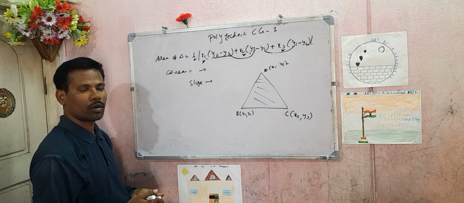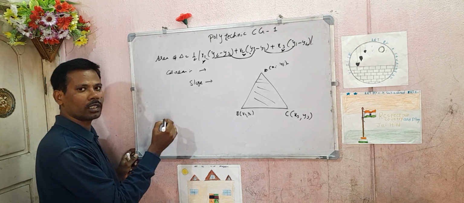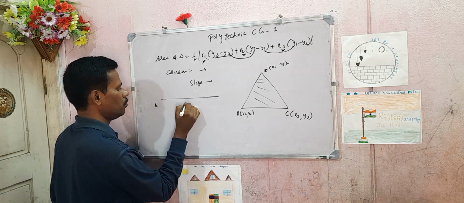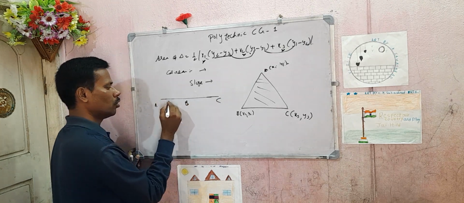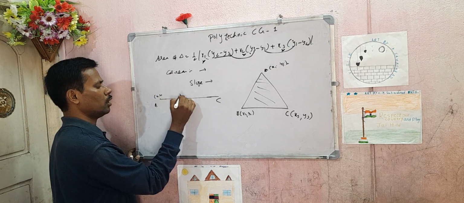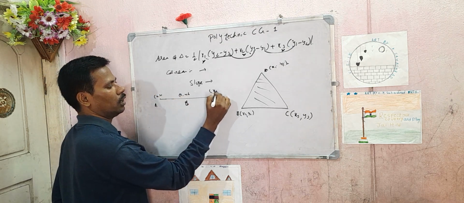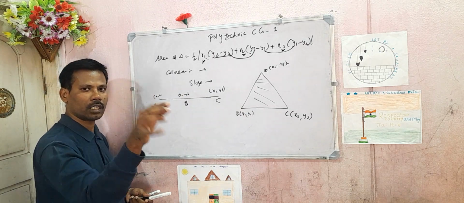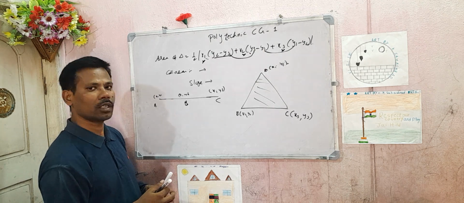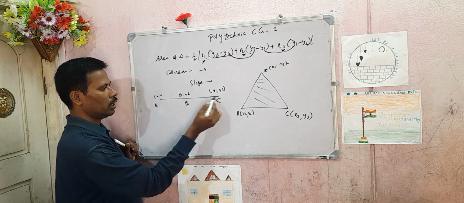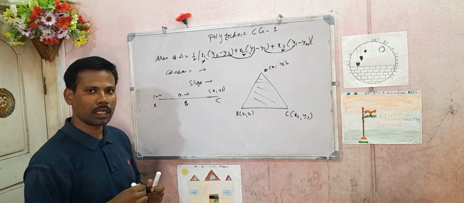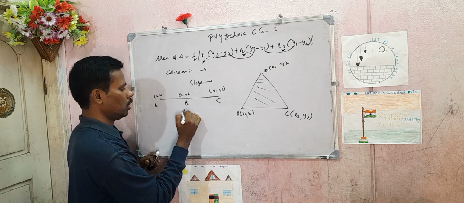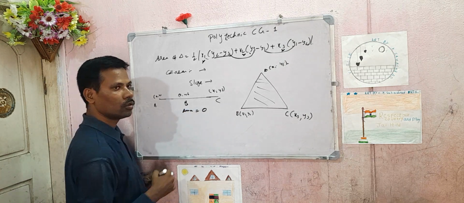Next, collinear. What do you mean by collinear? Collinear means points lying on the same straight line. A, B, C, so points means (x1, y1), (x2, y2), (x3, y3). These are the points lying on the same straight line, and if the points lie on the same straight line, they are called collinear. What can you say about the area? If the straight line is there, can the area be formed? No. So area will remain 0. That means area is equal to 0.